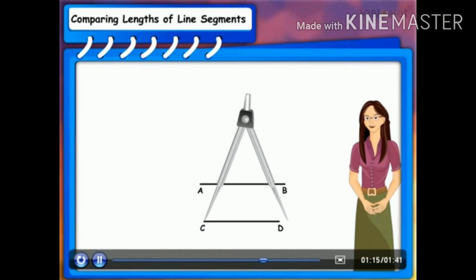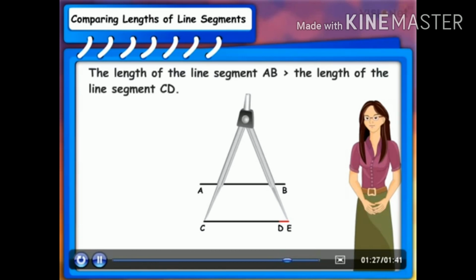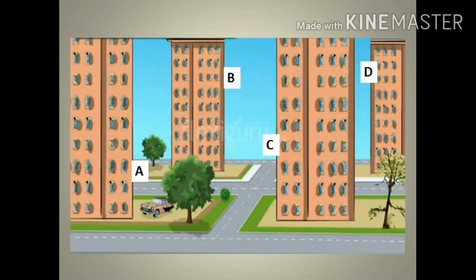What do we observe? We observe that the opening of the divider is more than the length of the line segment CD. So, from this we can say that the length of the line segment AB is more than the length of the line segment CD, or AB is greater than CD. So in this way we can compare the lengths of any line segments.